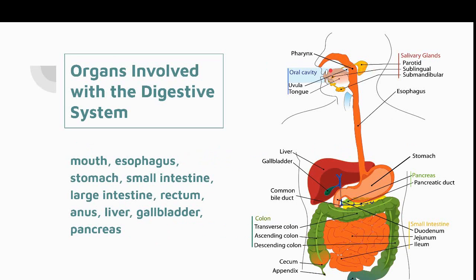The organs involved with the digestive system are the mouth, the esophagus, the stomach, the small intestine, the large intestine, the rectum, and the anus, the liver, the gallbladder, and the pancreas.